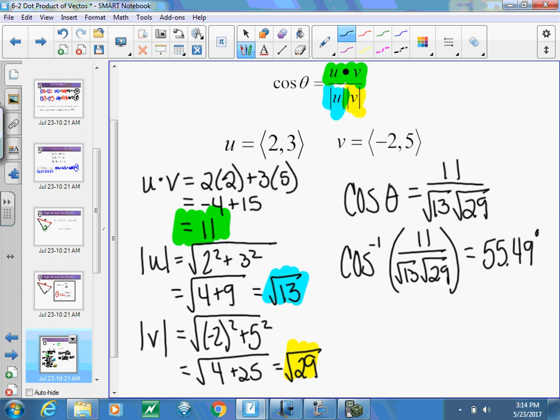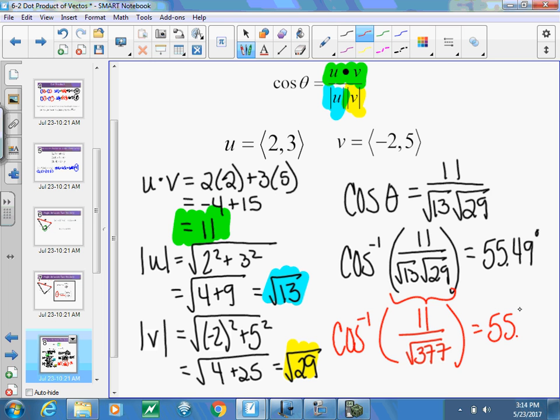For some of you, you might want to just multiply this out first, so you might just want to take 11 divided by the square root of 377. So the square root of 13 times the square root of 29, just take 13 times 29, and then you could do the inverse cosine that way, just so that you're not worried about trying to put on all the parentheses that you possibly need.